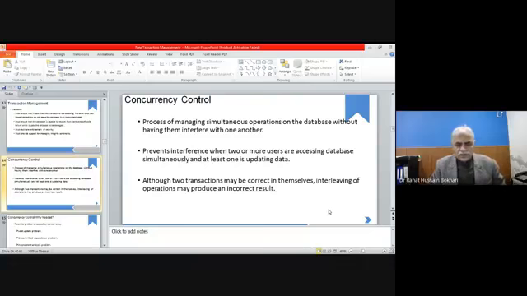Concurrency control is the major thing that we have to look for. If some operations or actions are carried out simultaneously on the database, they should be kept in a manner that they do not interfere with one another.